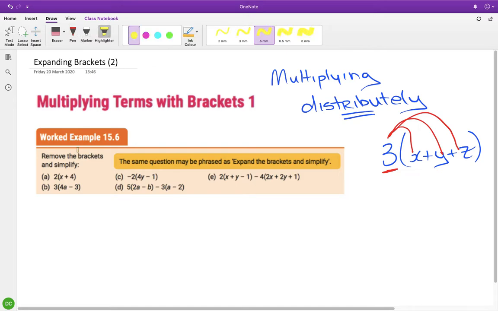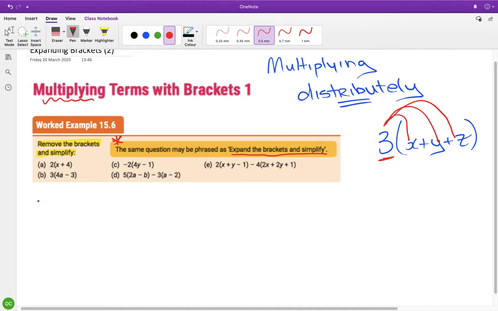Looking at keywords again, the question is asked: remove the brackets and simplify. I mentioned it in the last video, the same question may be phrased as expand the brackets and simplify. We spoke about expand as a keyword the other day. You might also see the word multiply, like multiply the brackets and simplify, or expand the brackets and simplify. So it's three ways of asking the same thing.